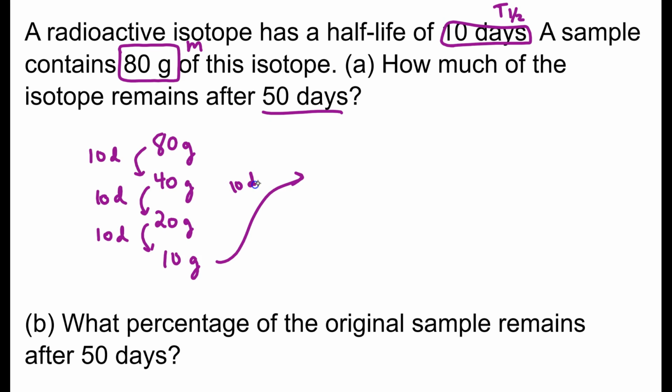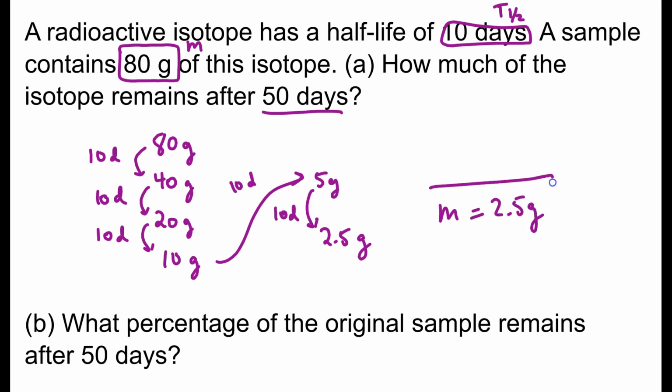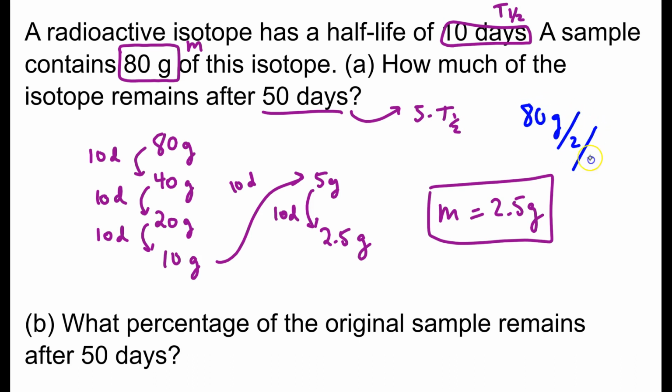Another 10 days pass, and you are now down to 5 grams. 10 more days pass, and you are down to 2.5 grams. So that is the answer. The remaining mass is 2.5 grams. Now, you can work it out in a chart like this, or you can realize that 50 days is just 5 half-lives. So you start with the original amount, 80 grams, and you cut it in half 5 times. You plug that into the calculator and you get 2.5 grams.